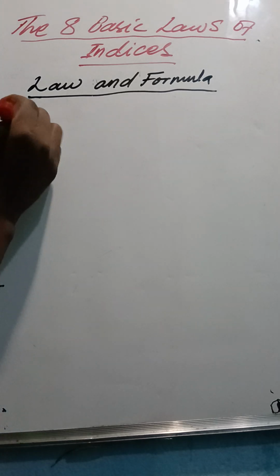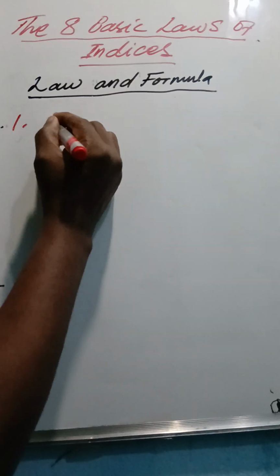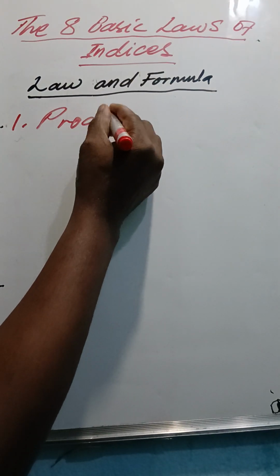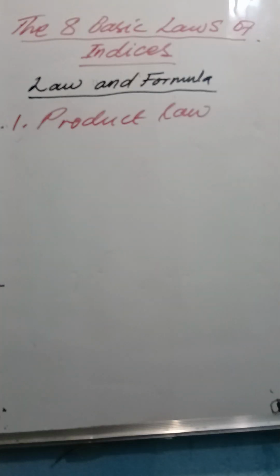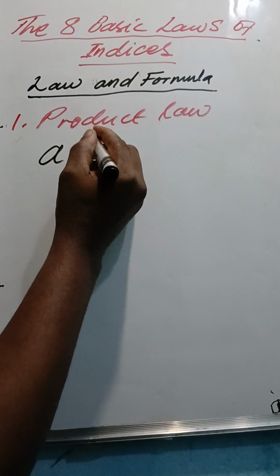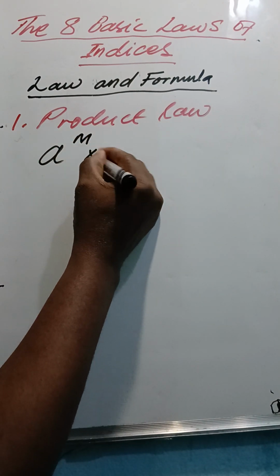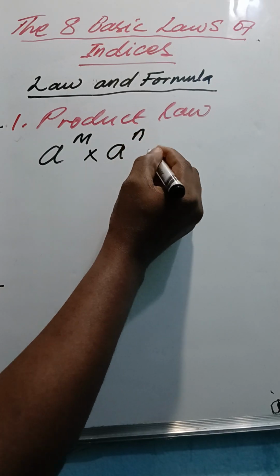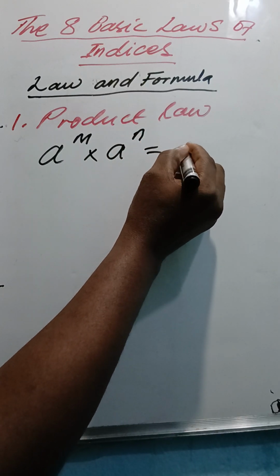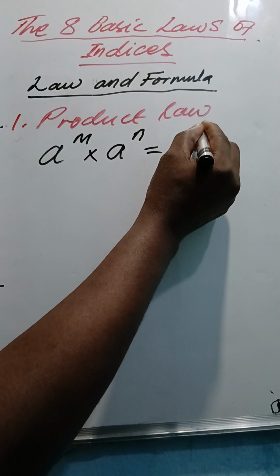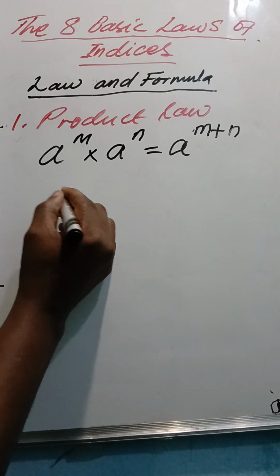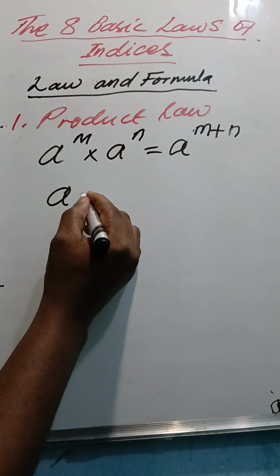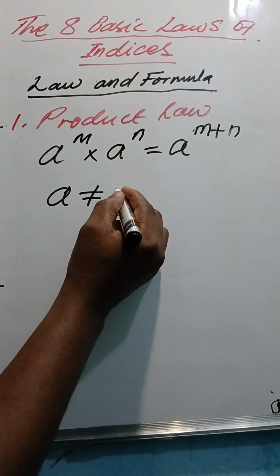Law number 1, that's the product law. This states that a to the power m times a to the power n is equal to a to the power m plus n, where a is a real number but not equal to 0.